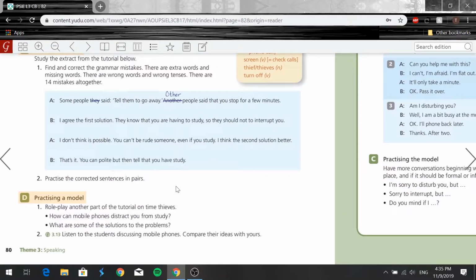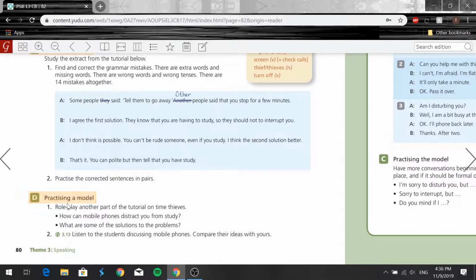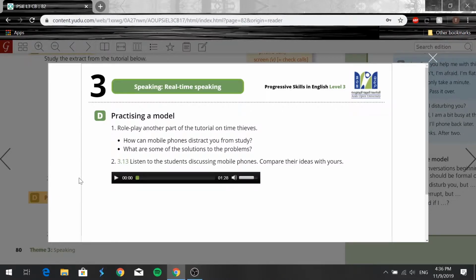Now let's move on. Here we have exercise D, practicing a model. Role play another part of the tutorial on time thieves. Okay, so role play if you're in class. How can mobile phones distract you from study? Okay, so this will be up to you, right? It is your role play after all, but I'll give you some ideas.